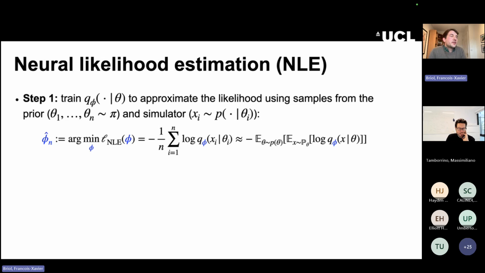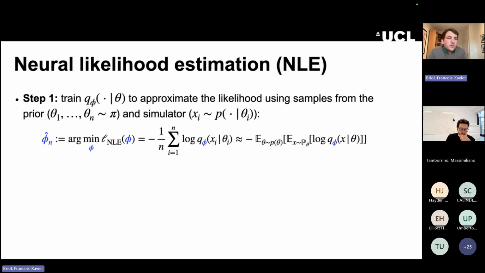Let me just summarize what I said. We're going to look at neural SBI methods, and they are a two-step procedure. The first step is you simulate lots of data from your simulator and fit a normalizing flow, for example. Step two is you use this surrogate to do Bayes. There are different methods that fall into this category, but probably one of the most well-known is neural likelihood estimation, which I'll now explain in a little more detail.